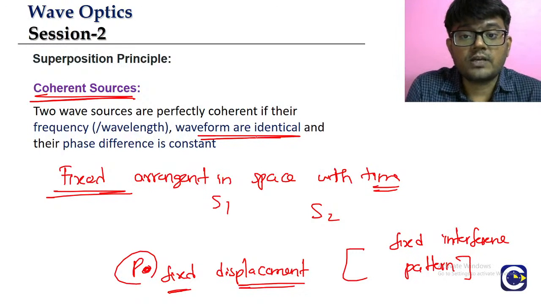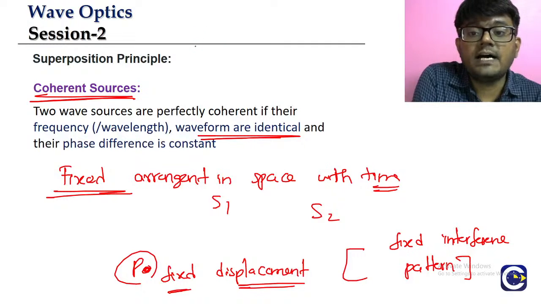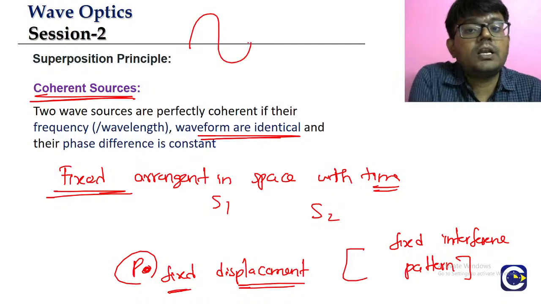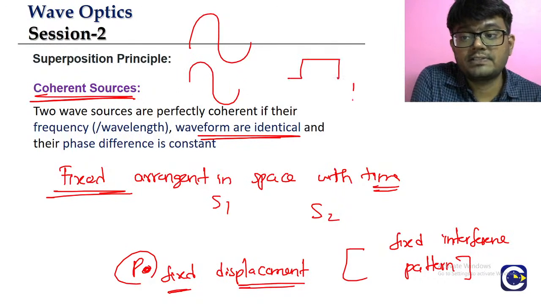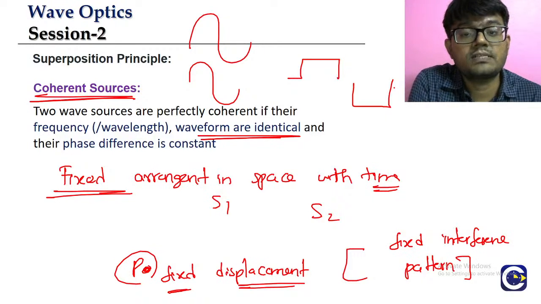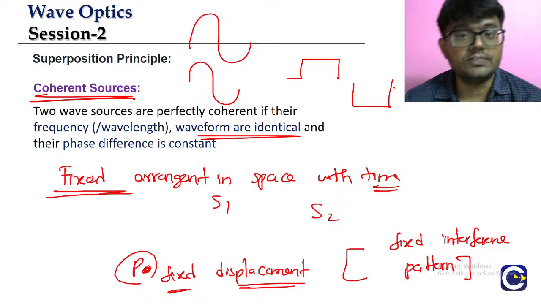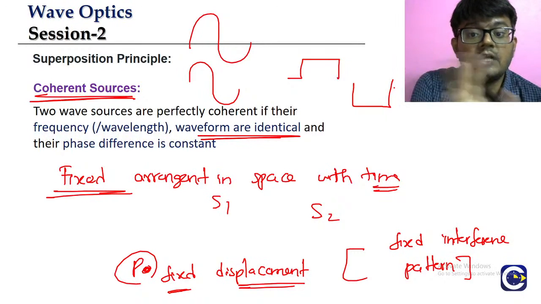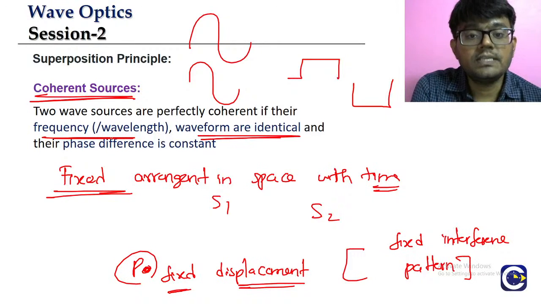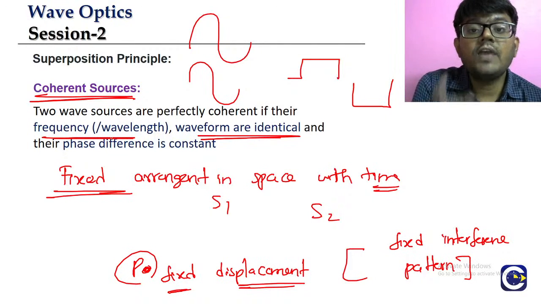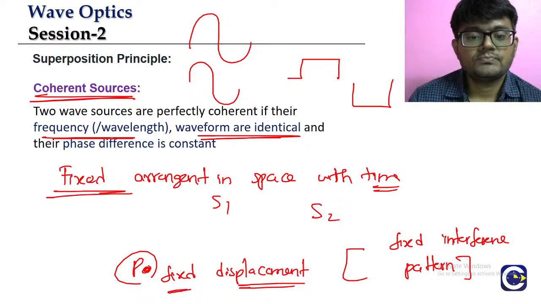Identical waveform means what? See, if one of them is a sinusoidal or cosine function, the other one also should be a sine or cosine function, because we can have step waves also like this. These kind of waves are called as what? Step waves. Generally in digital circuits we will see these waves. So the wave pattern also should match. They should have what? Equal frequencies or wavelength, and the waveform should be identical.